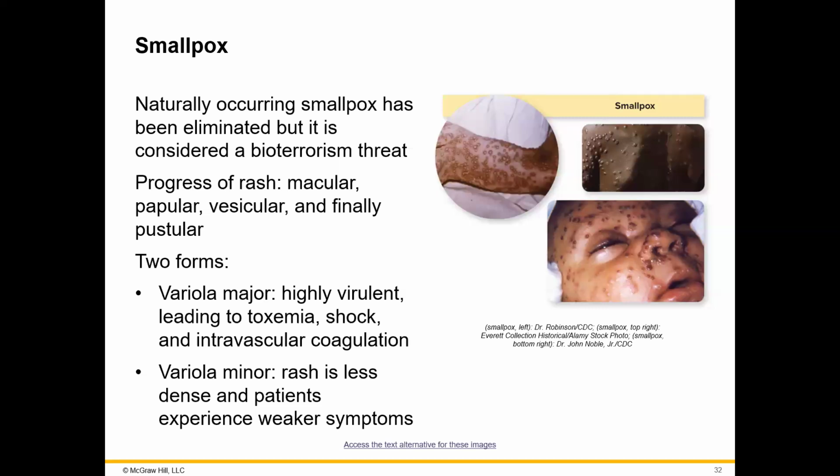But naturally, in the population of all animals on the planet, this is not a natural infection anymore. It doesn't exist anymore. It's been eradicated from the planet since the 70s. So, pretty cool. Vaccines have done that for us.